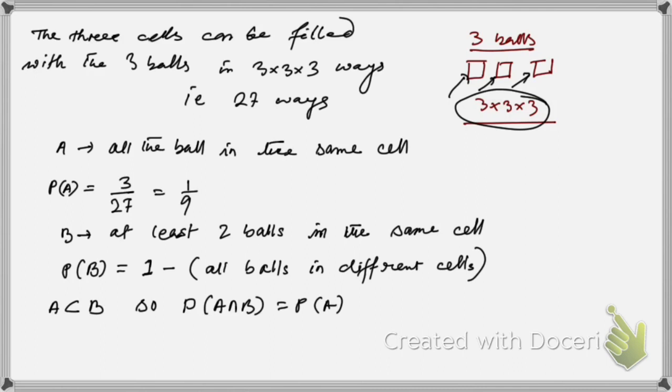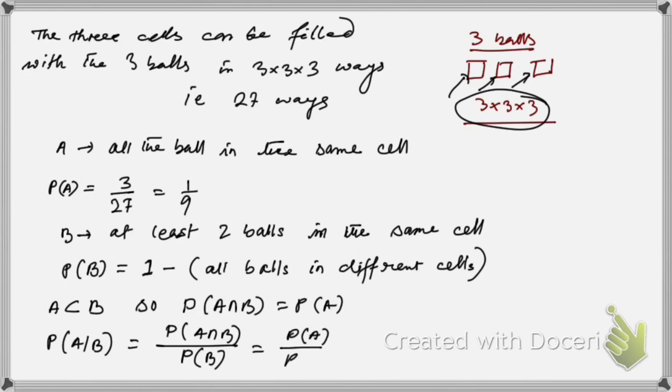So here the conditional probability of A given B is given by probability of A intersection B divided by probability of B. That is equal to probability of A intersection B, and as A is a subset of B, we can write probability of A by probability of B. I forgot to complete these things.